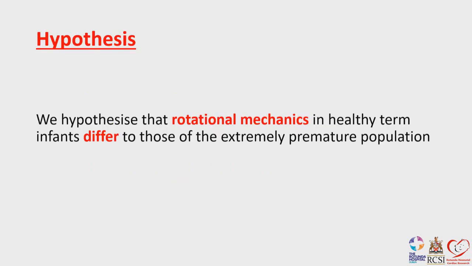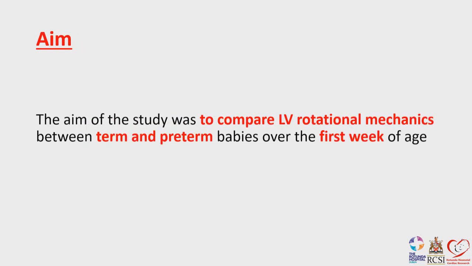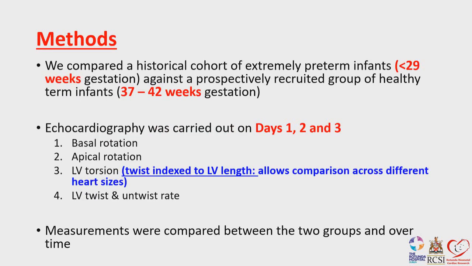So the hypothesis of our current study was that rotational mechanics in healthy term babies are going to be different to those of extremely premature babies. The aim of our study was to compare left ventricular rotational mechanics between term and preterm babies over the first week of age. So we compared a historical cohort of extremely premature babies less than 29 weeks gestation against a prospectively recruited group of healthy term babies.